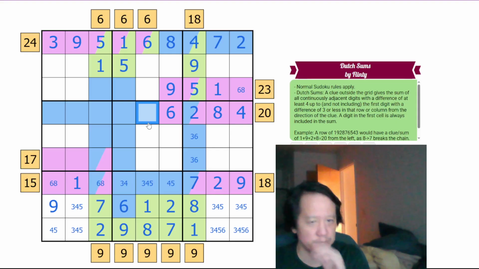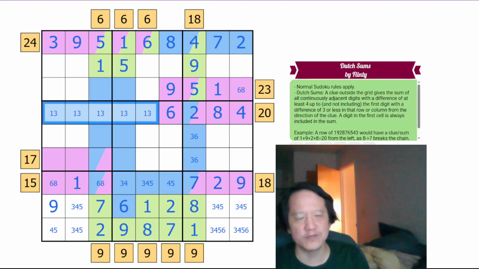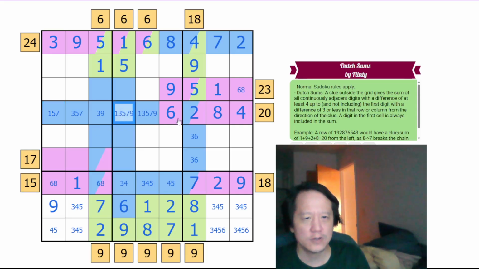So this can't be 1. We have 1, 3, 5, 7, 9. No 1, 5, 7 here. No 1, 9 here. No 3 or 9 here. No 1, 5, 9 here. No 1 here. So where's the 1 in row 4? It has to be there.